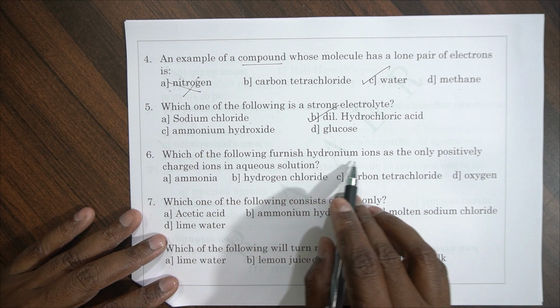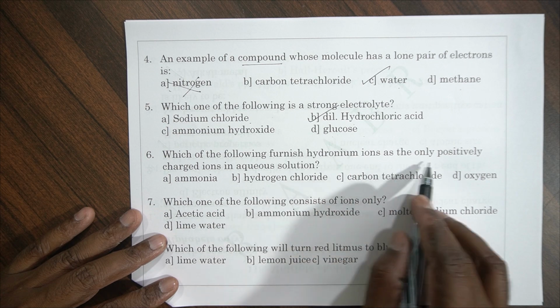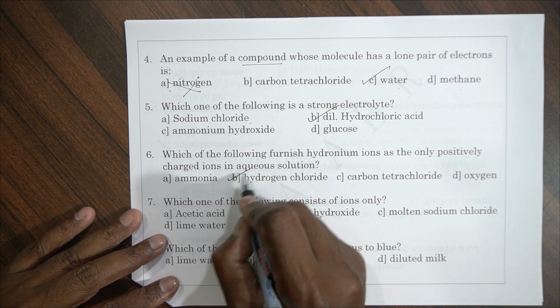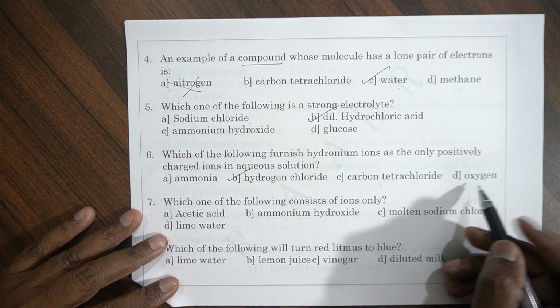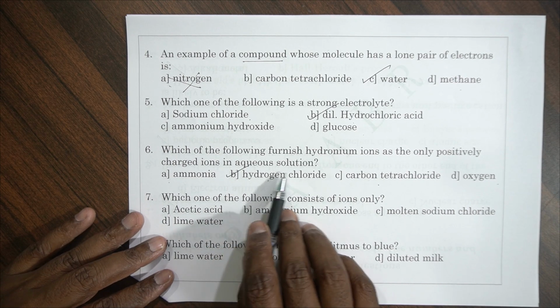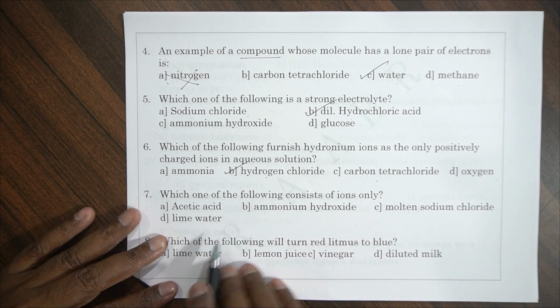Which of the following furnishes hydronium ions as the only positive charge here? Means acid. The definition of acid. Which one is an acid here? It is hydrogen chloride. Ammonia is alkali. Carbon tetrachloride is an organic substance. Oxygen is a gas. Hydrogen chloride in aqueous solution, yeah, hydrogen chloride dissolved in water is hydrochloric acid, correct.